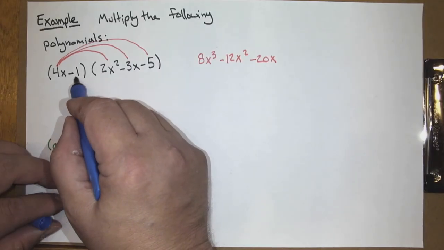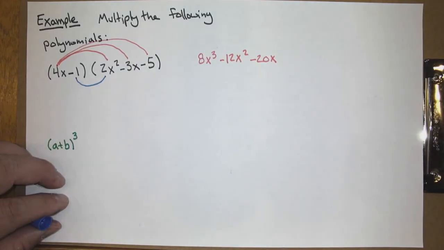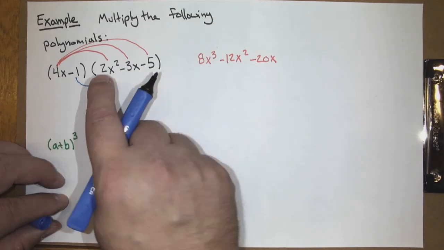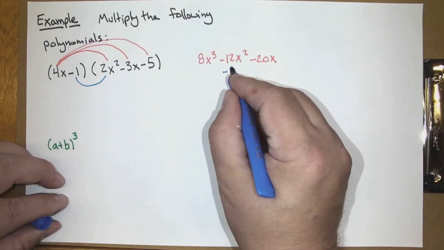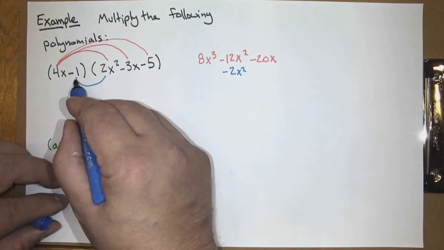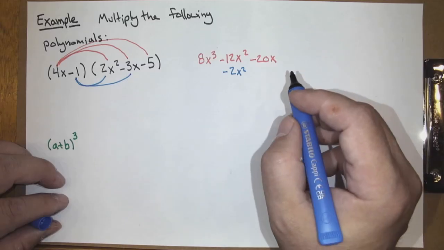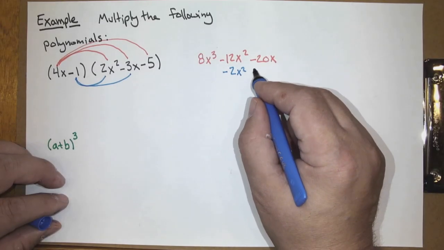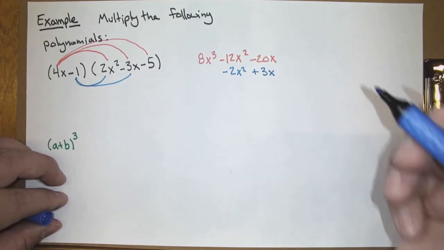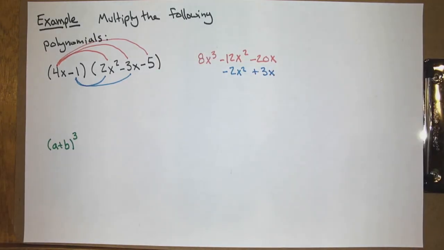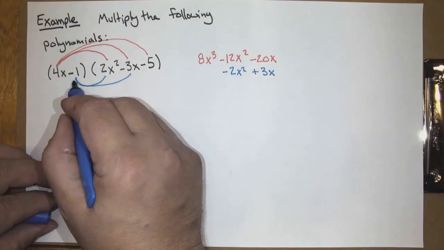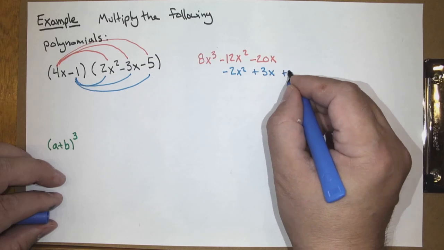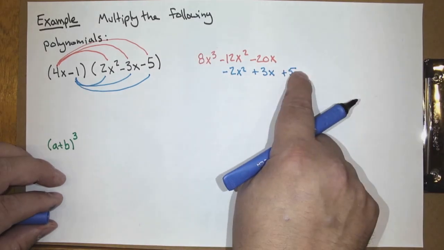So now I'm with the minus 1. Minus 1 times 2x squared is negative 2x squared, and I'm going to put that right underneath my other x squared term. Minus 1 times minus 3x. What is it? Positive 3x, right? Two wrongs make a right. No. Minus times a minus makes a plus. Minus 1 times minus 5 is plus 5. All right, so there's my 6 terms.